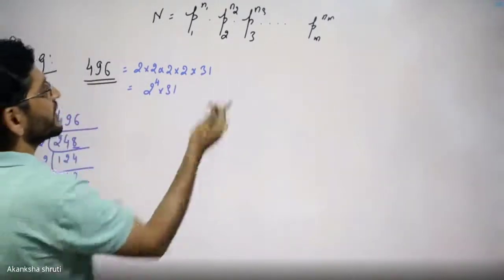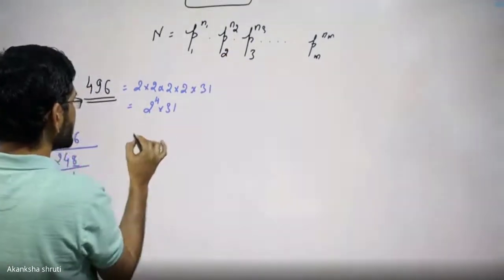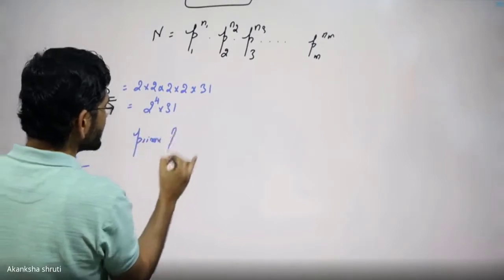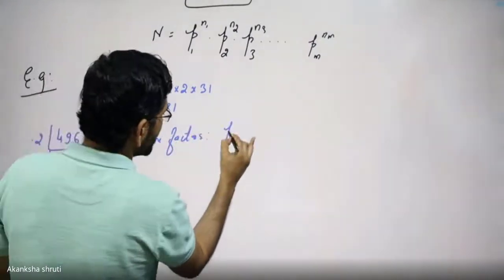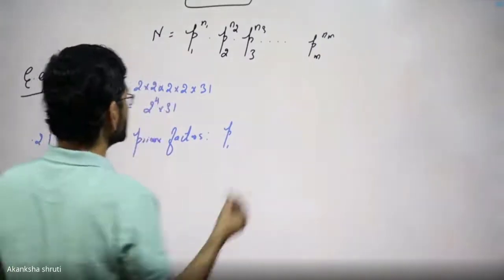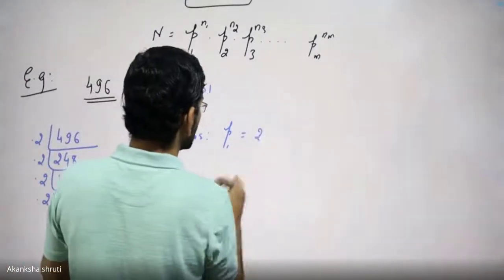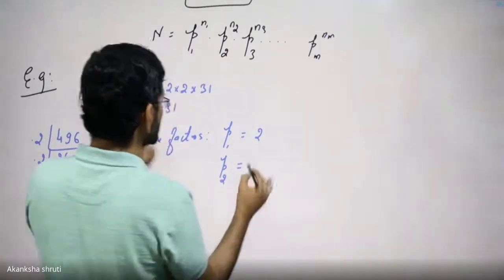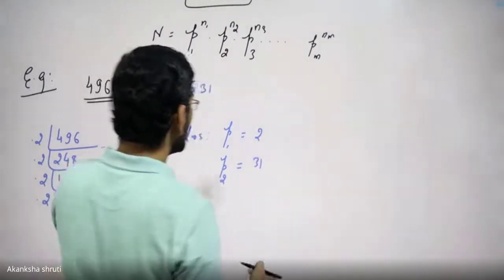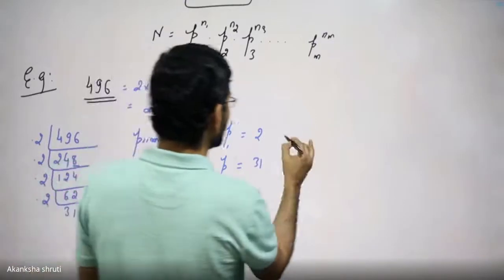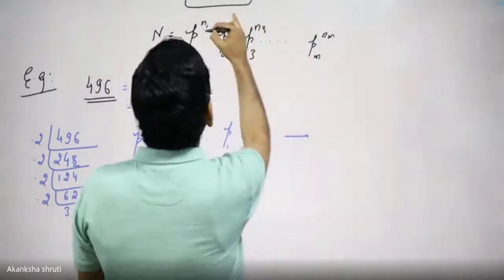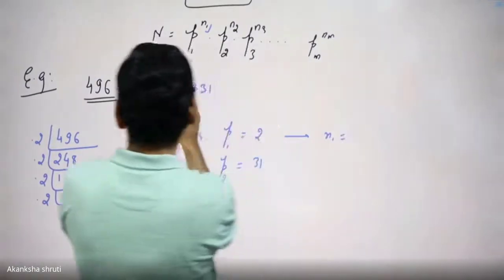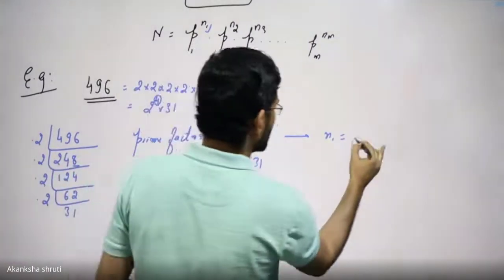Here, if we compare this, what are the prime factors? If I denote the first prime factor by P1, it is 2. The second prime factor, denoted by P2, is 31. How many times is P1 occurring? That we have denoted here as N1 times. N1 is the exponent, which is 4.